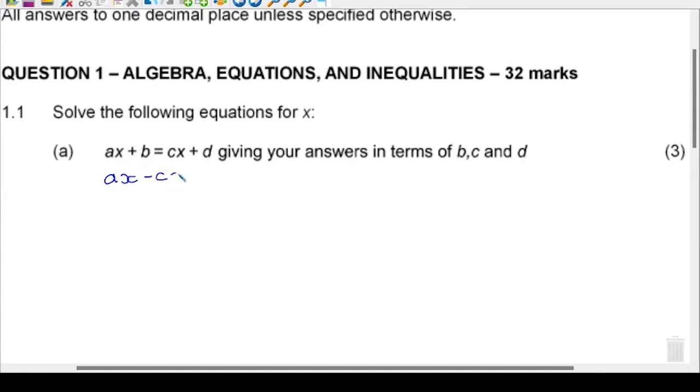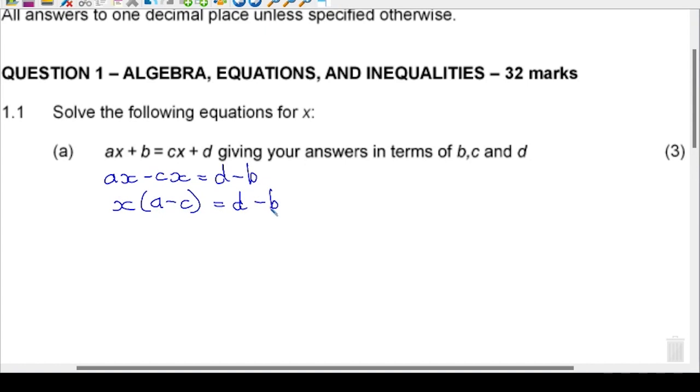So the first one, we try to solve for x. X is in two different places, so what we're going to do is subtract cx from both sides. We're going to subtract d from both sides. What that does is it brings both the x's onto one side. Now, because x is in two places, the easiest thing to do is to take x out as a common factor. So we get x times (a minus c) equals d minus b.